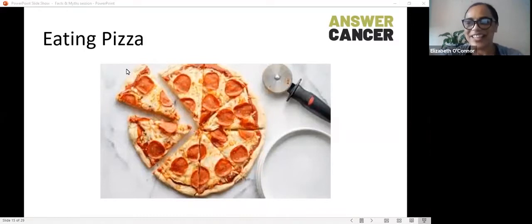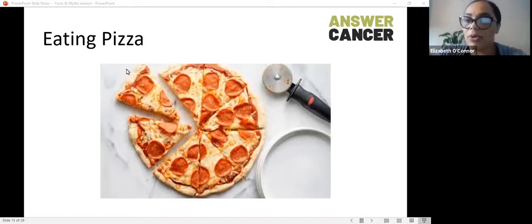Eating pizza doesn't increase your risk. It's a myth. But having a poorer diet over time will increase your risk. So the pizza is linked to the poorer diet, but it's not pizza in itself, because people can eat really healthy and just have a treat day and eat a pizza. So it's not the pizza in itself, it's what the pizza signifies, a poorer diet or a poorer dietary choice.